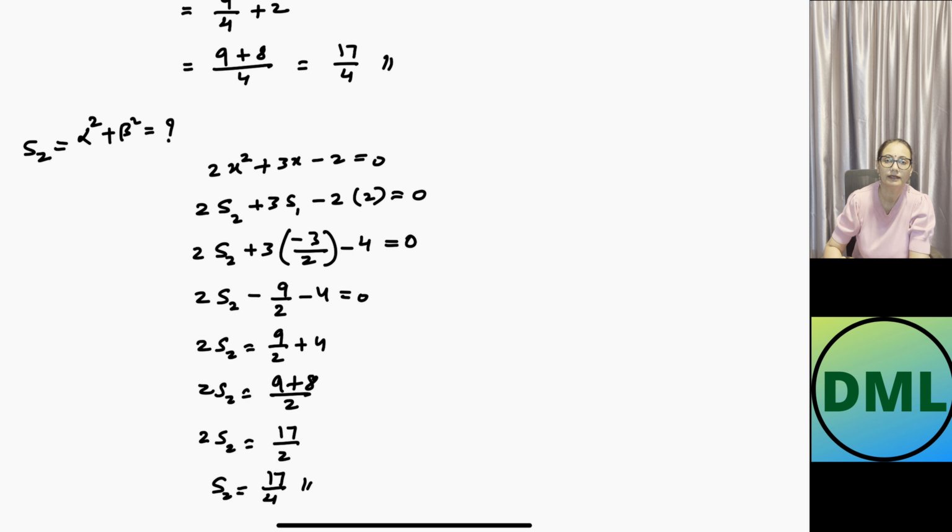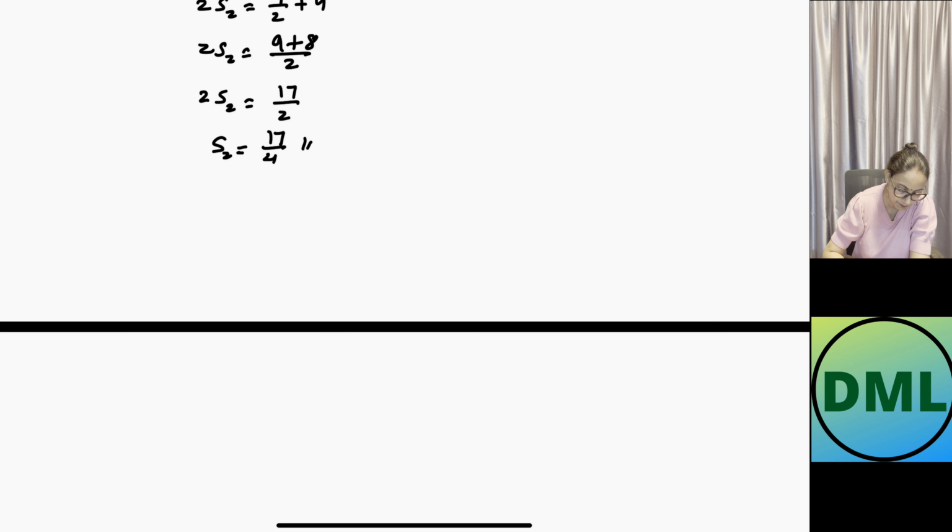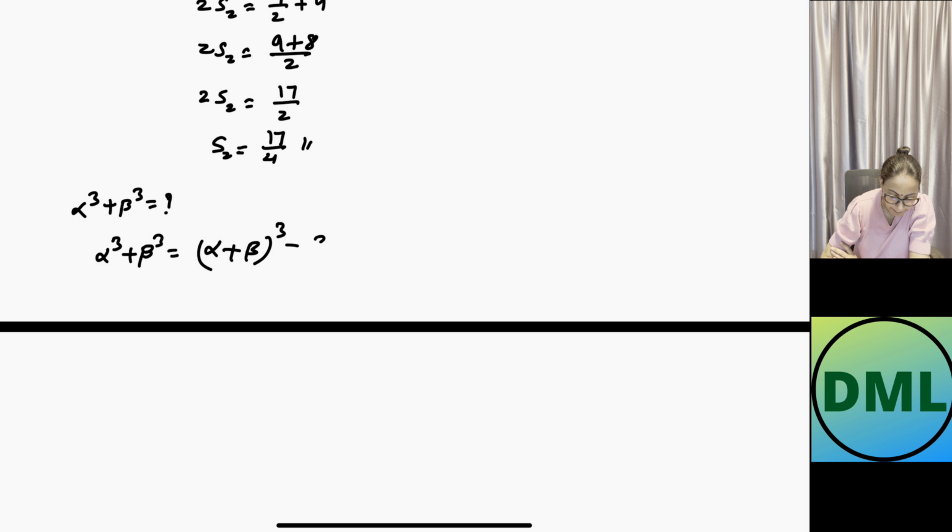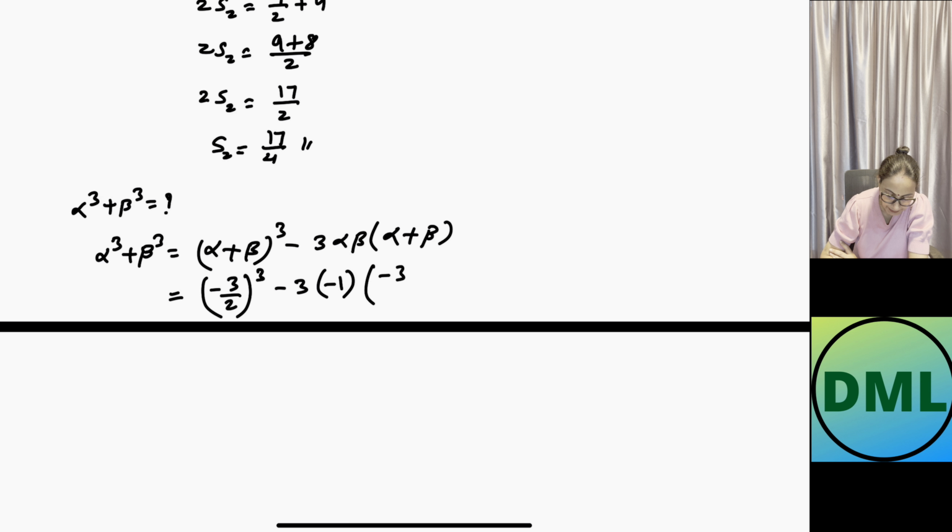Let's calculate the cube. We need to calculate alpha cube plus beta cube. Again, there are two methods to solve it. I will solve it with both the methods. First method: alpha cube plus beta cube will be written as alpha plus beta the whole cube minus 3 alpha beta bracket alpha plus beta. I am using the formula here, which equals alpha plus beta, which is minus 3 over 2, the whole cube, minus 3 alpha beta, which is minus 1, alpha plus beta, which is minus 3 by 2.